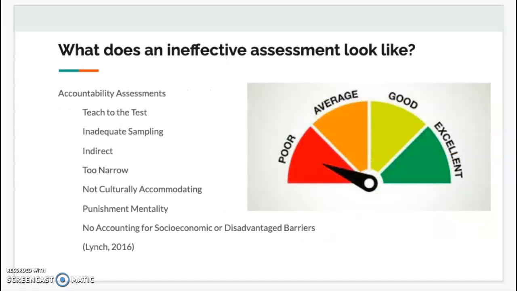What does ineffective assessment look like? Accountability assessments where you teach to the test, inadequate sampling, it's indirect, it's too narrow, not culturally accommodating, punishment mentality, and no accounting for the socioeconomic or disadvantaged behaviors or barriers.